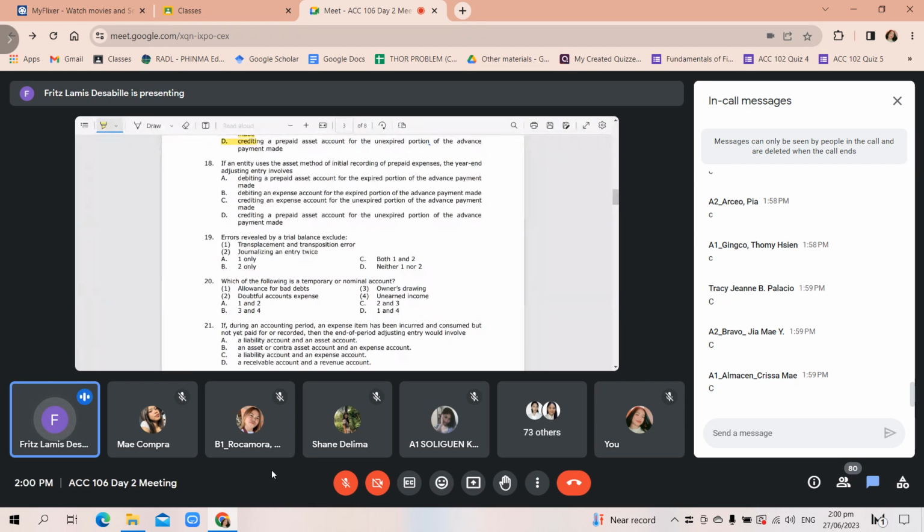Asset method. You debit an expense for the expired portion. So letter B. So guys, the answer is letter B. Those who answered letter C, letter B, guys. Letter C is the expense method.